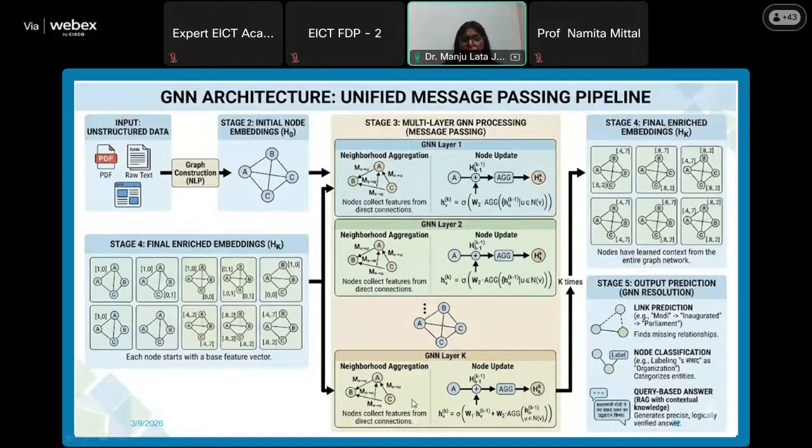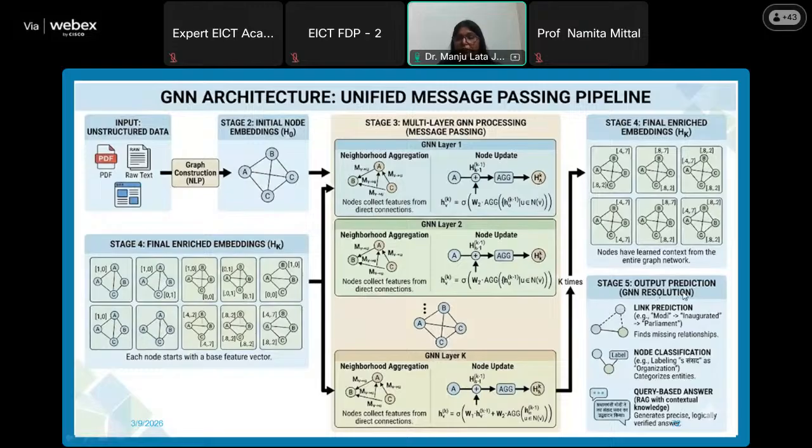Again, for the third layer, layer K, which takes care in the global scenario, it takes care of the neighboring nodes. And again, the functioning will be the same. All the time, the features will be aggregated and an aggregated score will be assigned to each and every node under consideration. So this is how the nodes and their relationships are considered in global form. After the graph has gone through all these layers, final enriched embeddings are constructed. And after that, nodes have learned context from the entire graph.